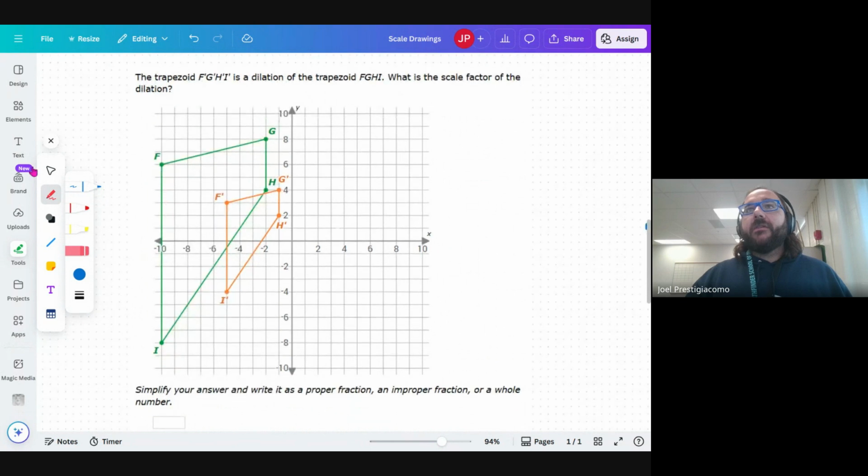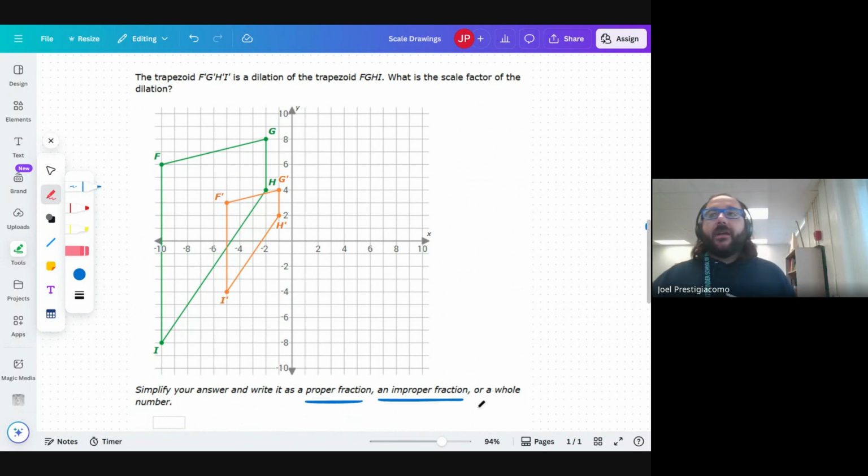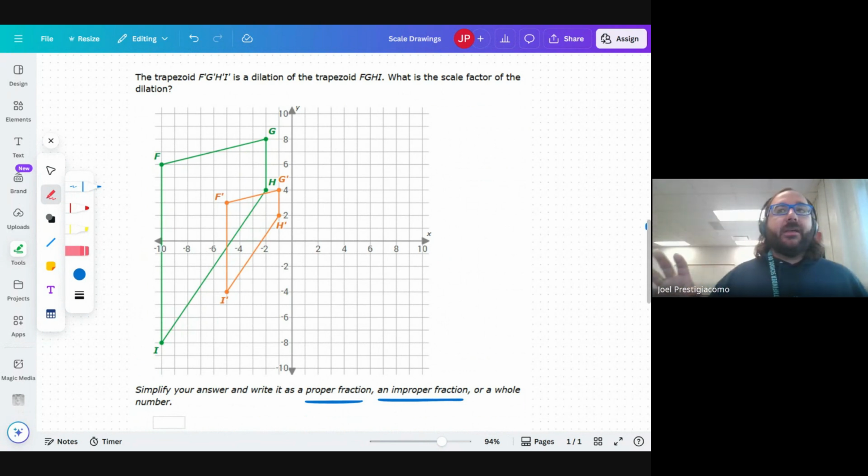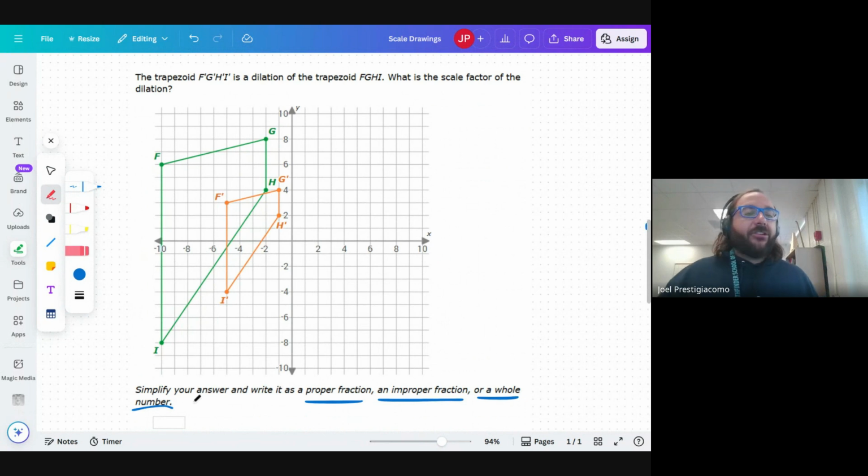Sorry, trying to get this here. When you answer, make sure to write a simplified answer. You can write it as a proper fraction or an improper fraction. That just means the number on top of the fraction can be either smaller or larger than the denominator, or it can be a whole number. So basically, this just means write a fraction or a whole number, right? No decimals.